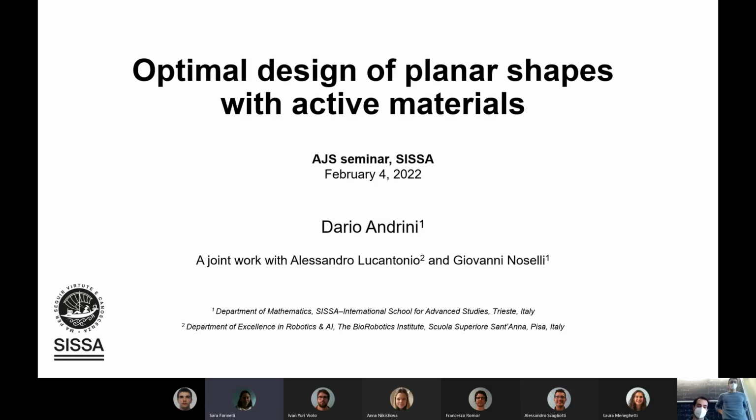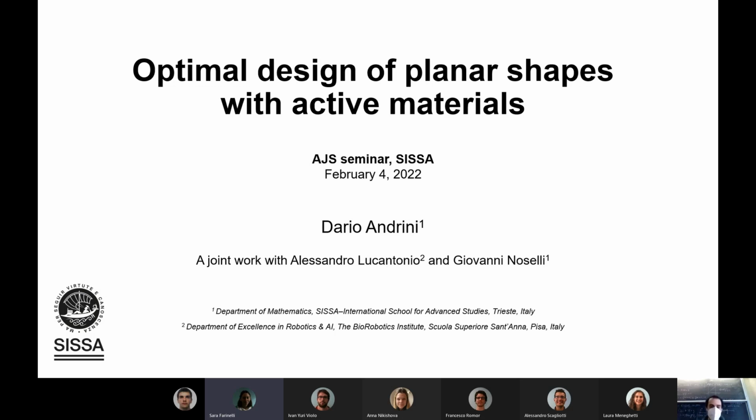Today's speaker is Dario Andrini, and will talk to us about optimal design of planar shapes with active materials. Okay, thank you. So, as Francesco already read, this is the title, Optimal Design of Planar Shapes with Active Materials.